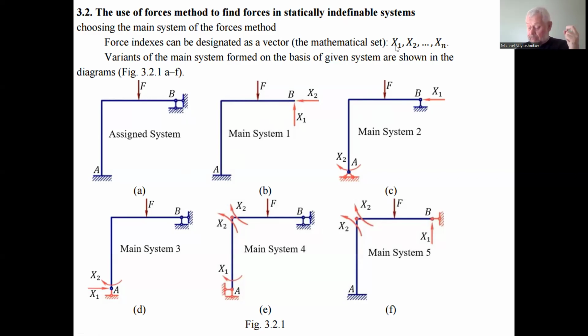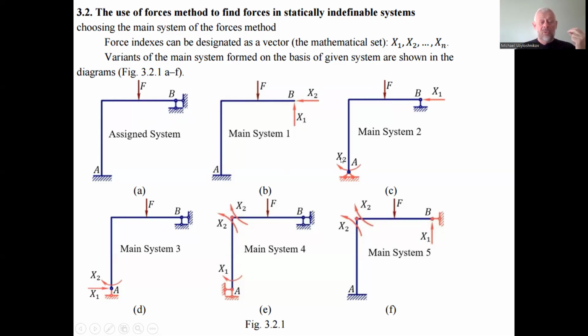This is just the upper case x's. We have x1, x2, etc., xn. So however many the degree of static indefinability we have, n. The efforts instead of the removed supporting links.